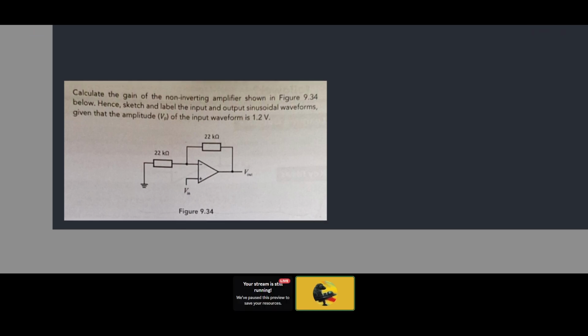So calculate the gain. Let me read this first. Calculate the gain of the non-inverting amplifier shown in the figure. Sketch and label the input and output sinusoidal waveforms given that the amplitude of the input waveform is 1.2 volts.